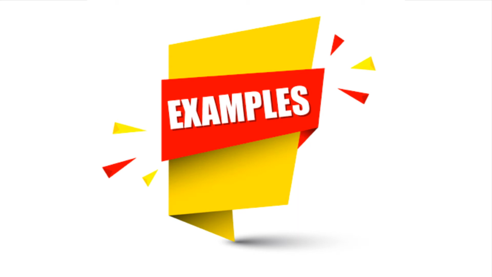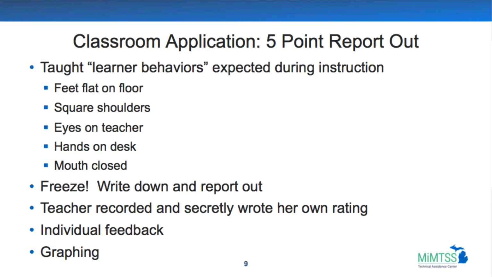Let's look at some examples, a couple in which all the students in the entire class were self-monitoring the same behaviors, and a couple of individual student monitoring. The first is a 5-point report out that was used to monitor how well students were engaging in newly taught learner behaviors during instruction. At various times throughout the day during instruction, the teacher would say freeze. Students were to write down a number representing how many of the 5 behaviors they were demonstrating.